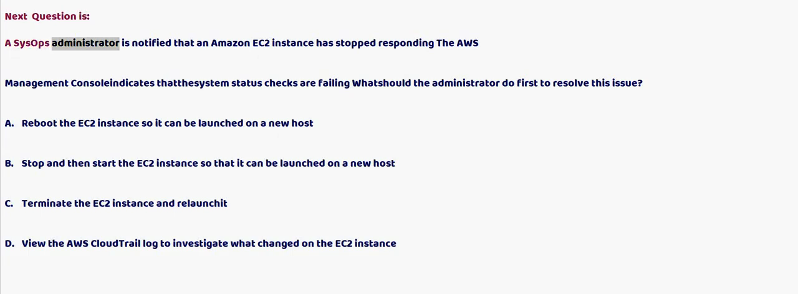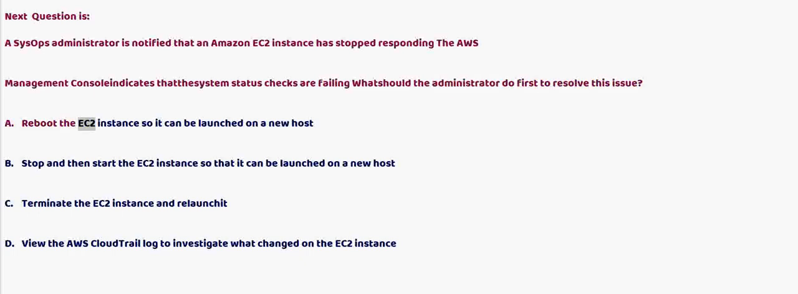A SysOps administrator is notified that an Amazon EC2 instance has stopped responding. The AWS Management Console indicates that the system status checks are failing. What should the administrator do first to resolve this issue?